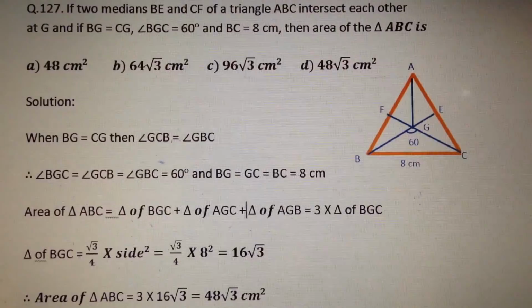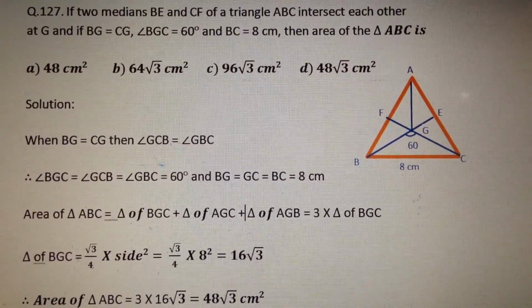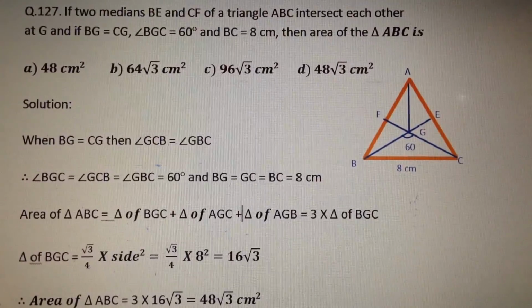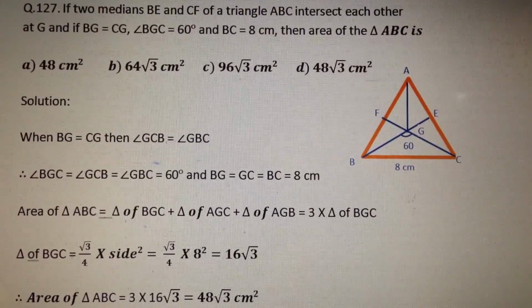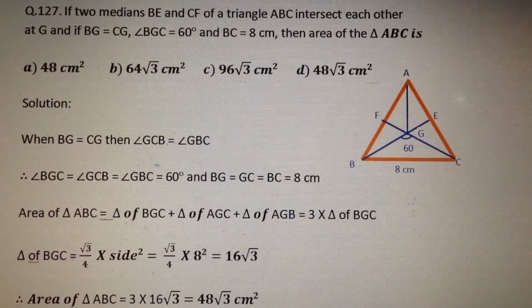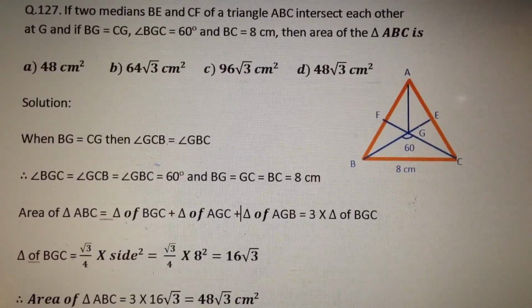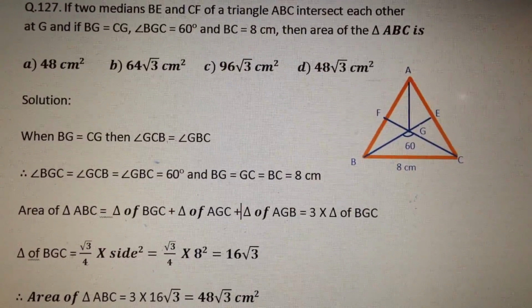Next question. If two medians BE and CF of a triangle ABC intersect each other at G, and if BG is equal to CG and angle BGC is equal to 60 degrees and BC is equal to 8 centimeters, then the area of the triangle ABC is.